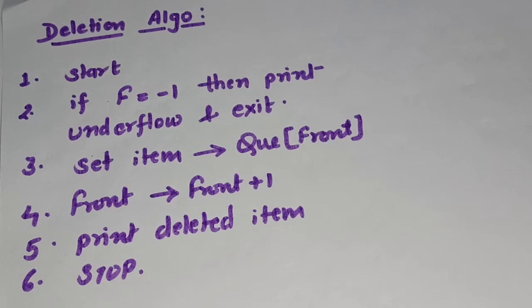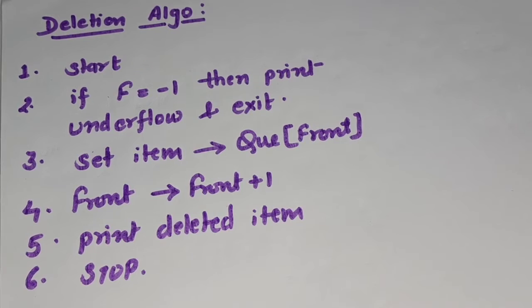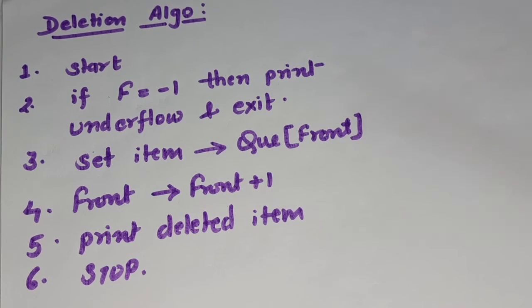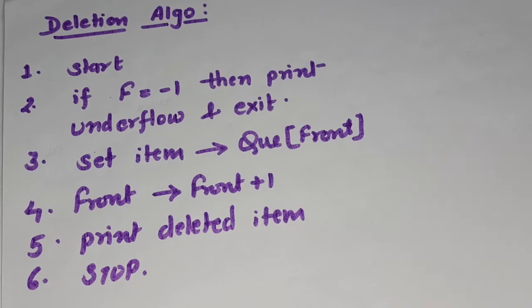Next is the deletion algo. Deletion algo means the deletion of an element from the queue which already exists. So first of all, we start the algo. Then second step, firstly we check if f, meaning front, is equal to -1. If your front is -1, then it's an underflow condition.